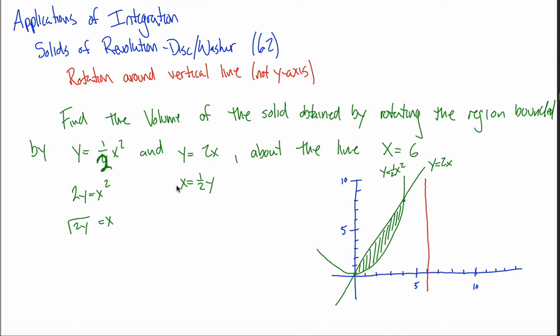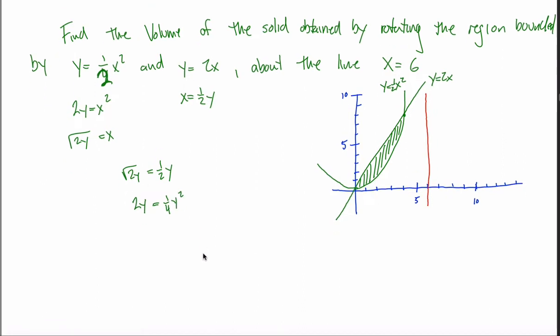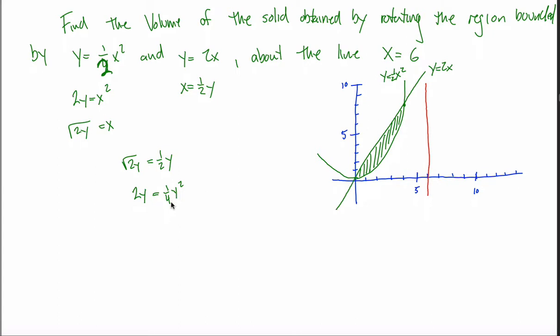And if x equals this and x equals this, well then this equals this. So the square root of 2y must be the same as 1 half y. And this is an equation I can solve. Sure would be nice if this didn't have a square root here. Well, I can get rid of the square root if I square both sides of the equation. So I get 2y equals 1/4 of y squared. And now to solve this, all I have to do is set it equal to 0 and factor.